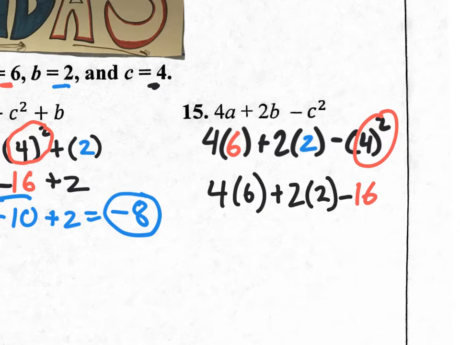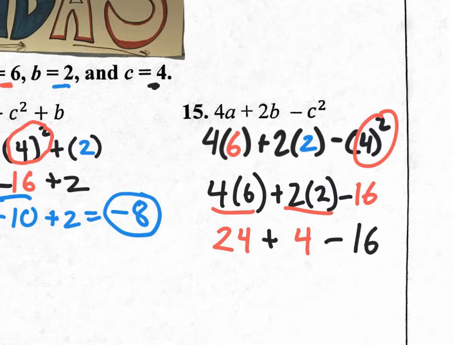And now after doing exponents, we do have multiplication. And then after multiplication, we do addition and subtraction. So we have multiplication here. We also have multiplication right here on the 2 times 2. So let's do both multiplications. 4 times 6 is 24. Bring down the plus sign. Might as well do 2 times 2. 2 times 2 is 4. And then we bring down the minus and the 16.